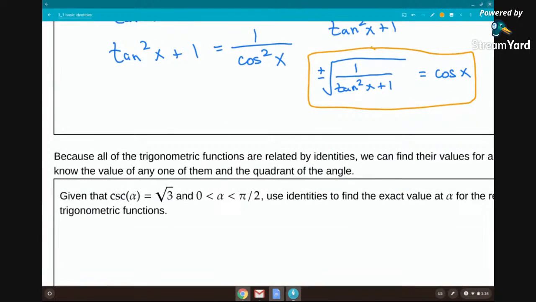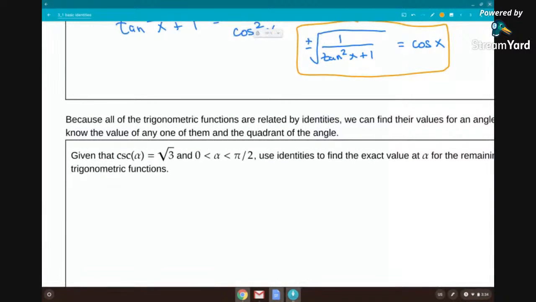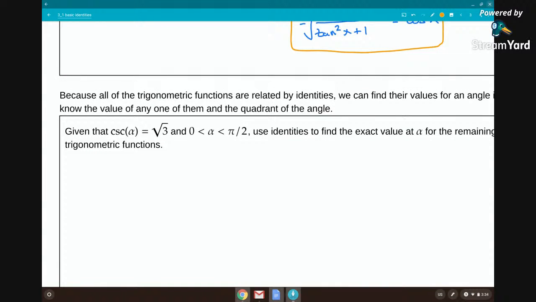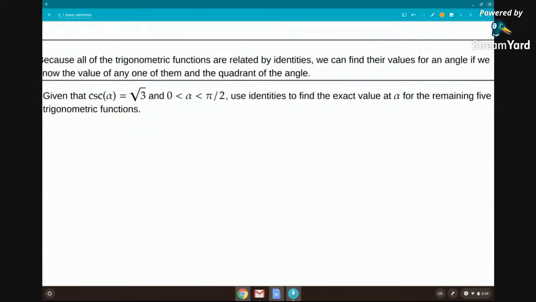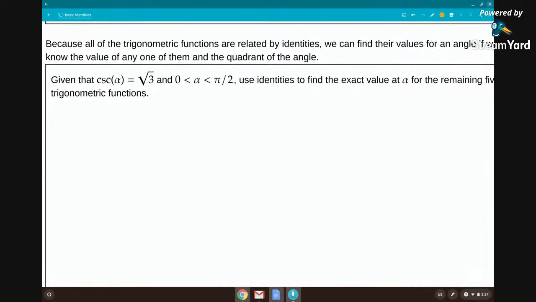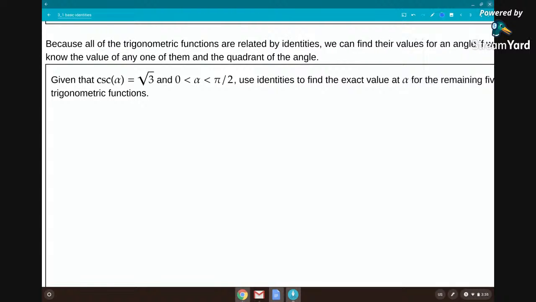Lastly, I stated that because all the trig functions are related by identities, we can find the values of an angle given one trig function and the quadrant that it's in. So again, there are other examples of this, at least one example done out in the book. I'm going to do one here. So suppose we're told that the cosecant is the square root of 3 and that the angle of rotation is greater than 0 but less than pi over 2.